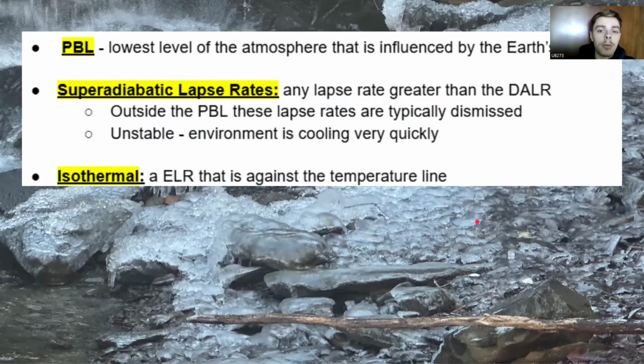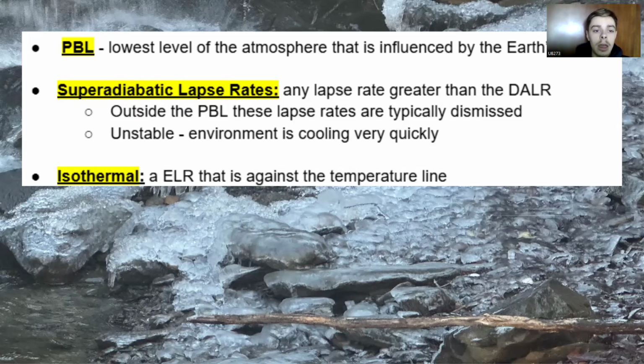All right, so then some vocab here. The PBL, planetary boundary layer, is the lowest level of the atmosphere, and it's what's still influenced by the Earth's surface. There are going to be some different things that happen in that level compared to other levels. We have superadiabatic lapse rates, which are any lapse rate that's greater than the dry adiabatic lapse rate, which remember is 10 degrees Celsius per kilometer.